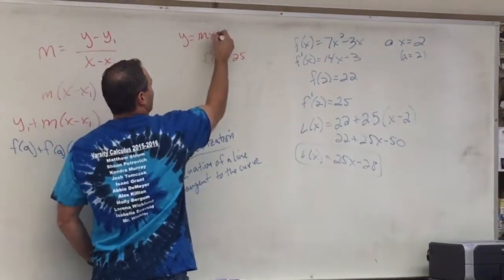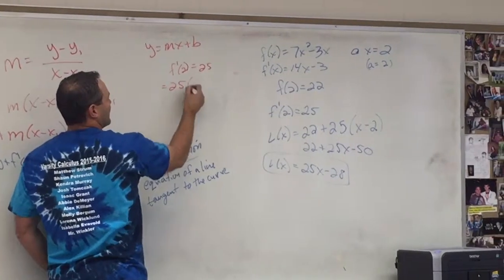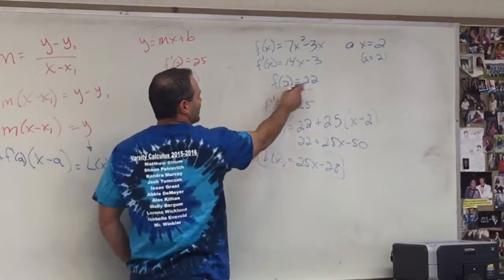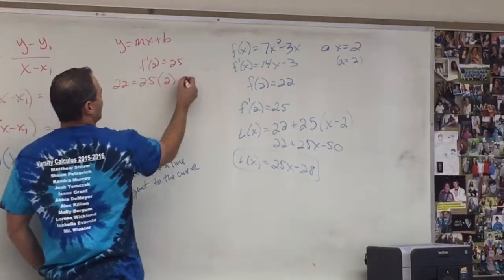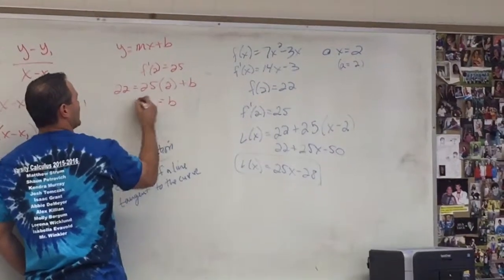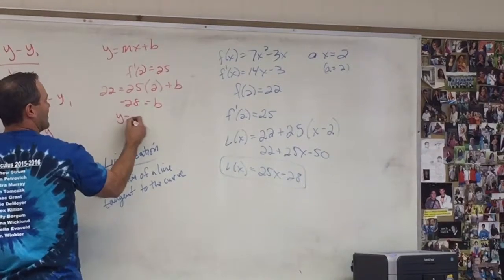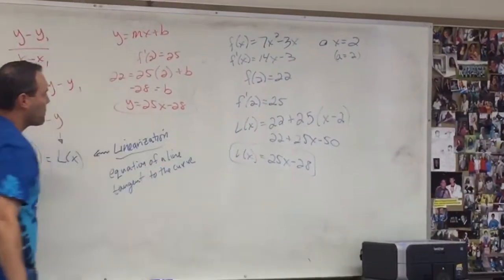Here's my favorite part. My slope is 25. Your x is 2. Your y, you have to find that. That's where the f of 2 comes in, 22. Plus b. So b is negative 28. So my line is 25x minus 28. It's right down there.